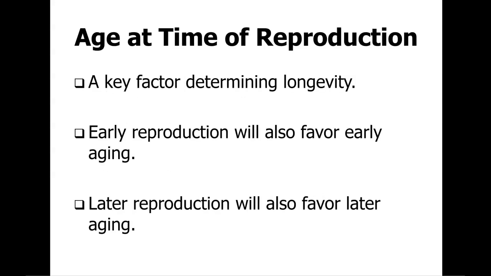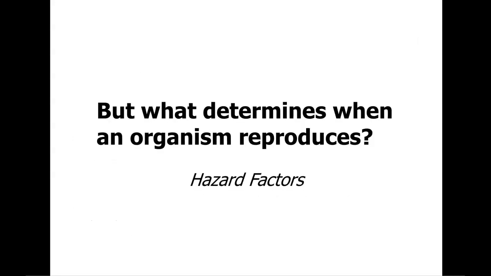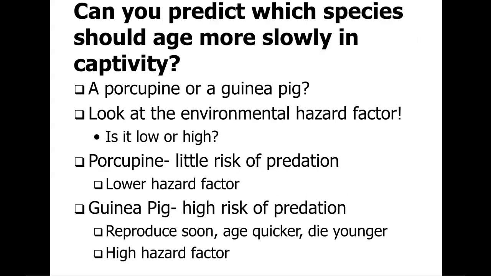So age at the time of reproduction is going to be a key factor in determining longevity. Early reproduction will also favor early aging. So those organisms or species that tend to reproduce very early on will not tend to have a long lifespan, or will tend to die at an early age. That in turn shows that later reproduction will also favor later aging. But what determines when an organism reproduces? That, like we said, was the hazard effects.